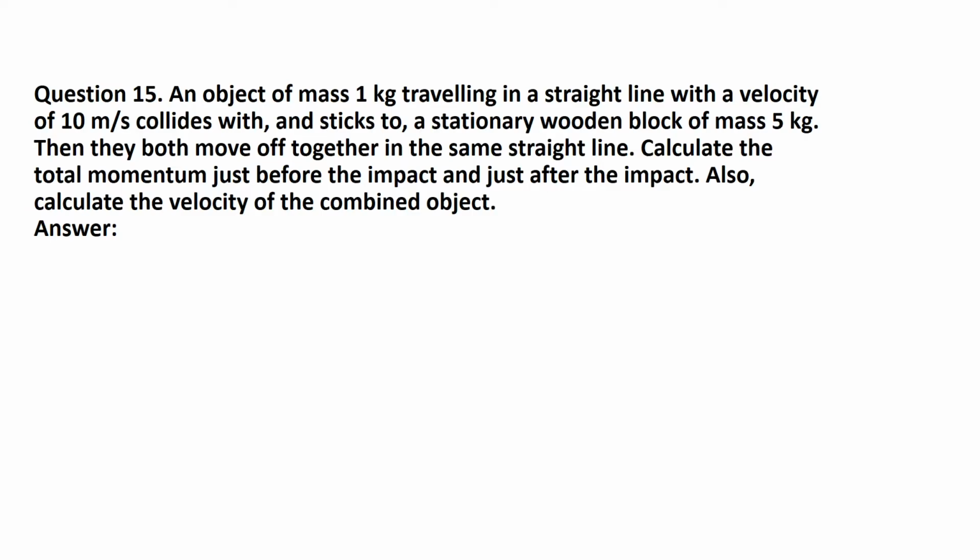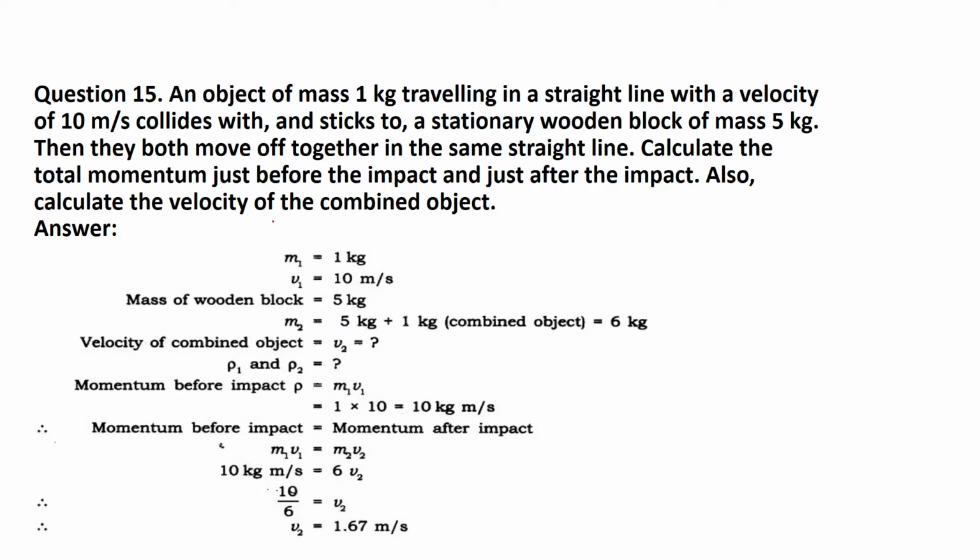Let's see the mass of the first object. It is 1 kg, given in the question. Traveling in a straight line with velocity 10 meter per second. The initial velocity is given as 10 meter per second. It collides with and sticks to a wooden block of mass 5 kg. The mass of the wooden block is 5 kg.